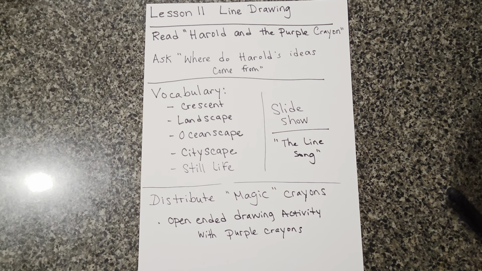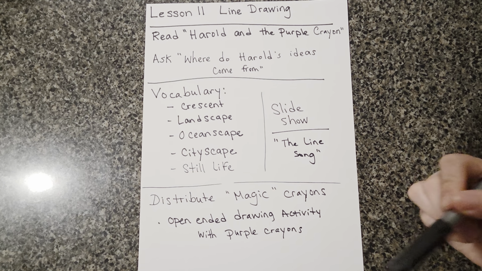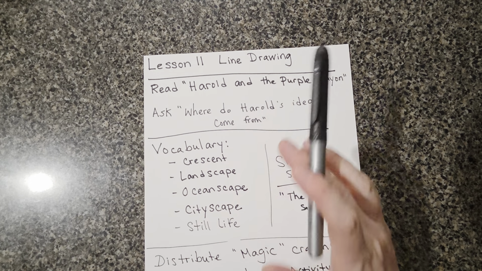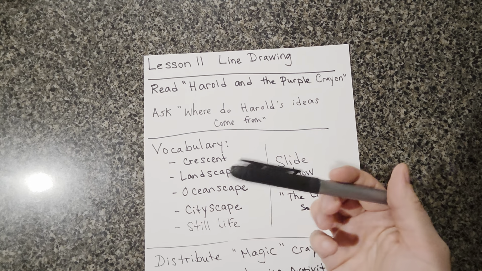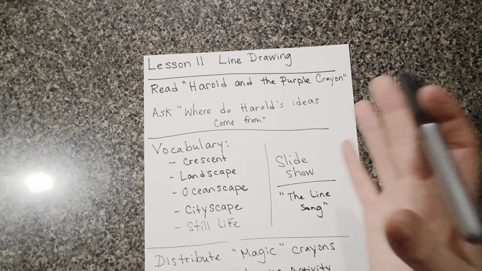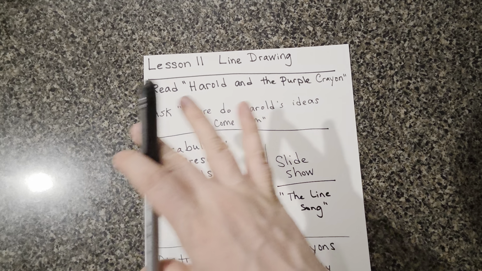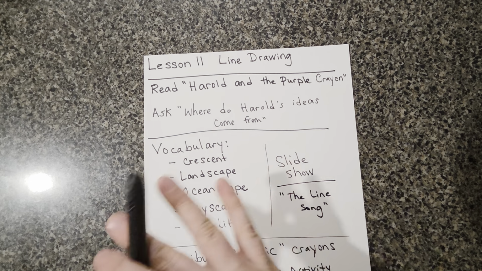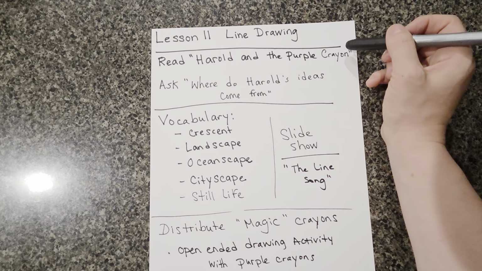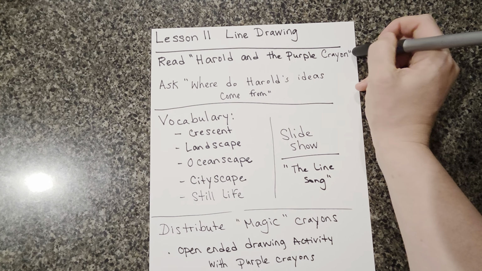We are at lesson 11 of our free art curriculum for kindergartners specifically. So this is lesson 11. It's a line drawing. And in kindergarten, we kind of hit on the same topics over and over again, and then weave in other things to kind of get everybody on the same page because they all come into kindergarten with such different backgrounds. So we read Harold and the Purple Crayon.